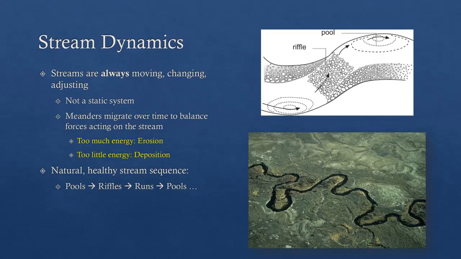And in between are those riffle areas, those bigger cobbles that have been settled out, and they're a really important feature, mostly for oxygenation of the stream. And it's really good for aquatic life.